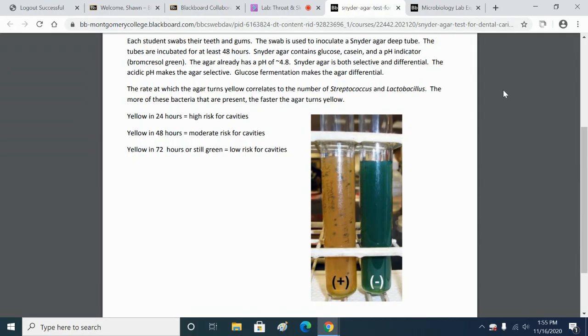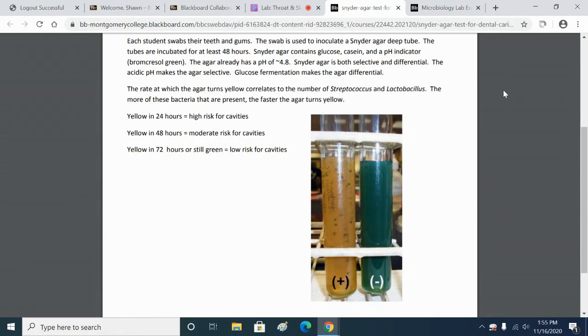But the idea is the faster the tube turns yellow, the higher those numbers of bacteria are, and therefore the higher your risk of cavities. But it's just a suggestive test. Now, we don't do any controls, and we don't control for the students to make sure that everyone has done the exact same thing before they swab their teeth. So there are factors that can affect these results.